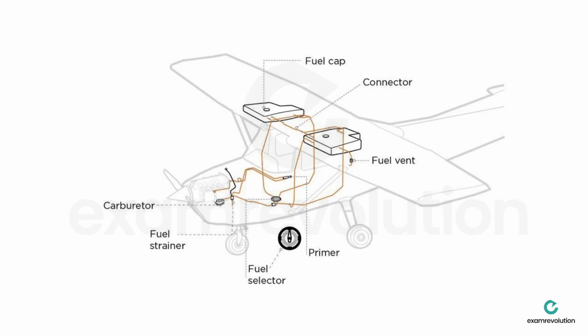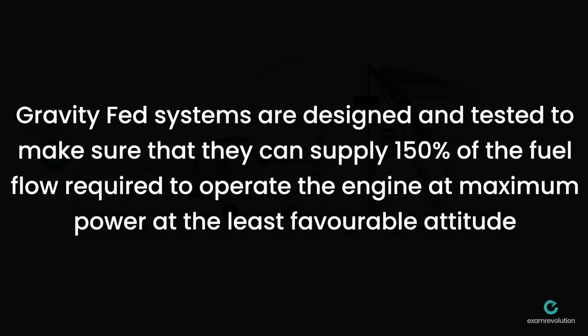So this is an example of an aircraft with a high wing and a gravity-fed system, because the tanks are in the wings and obviously higher than the engine. So you can see fuel lines going from the tanks to the engine.